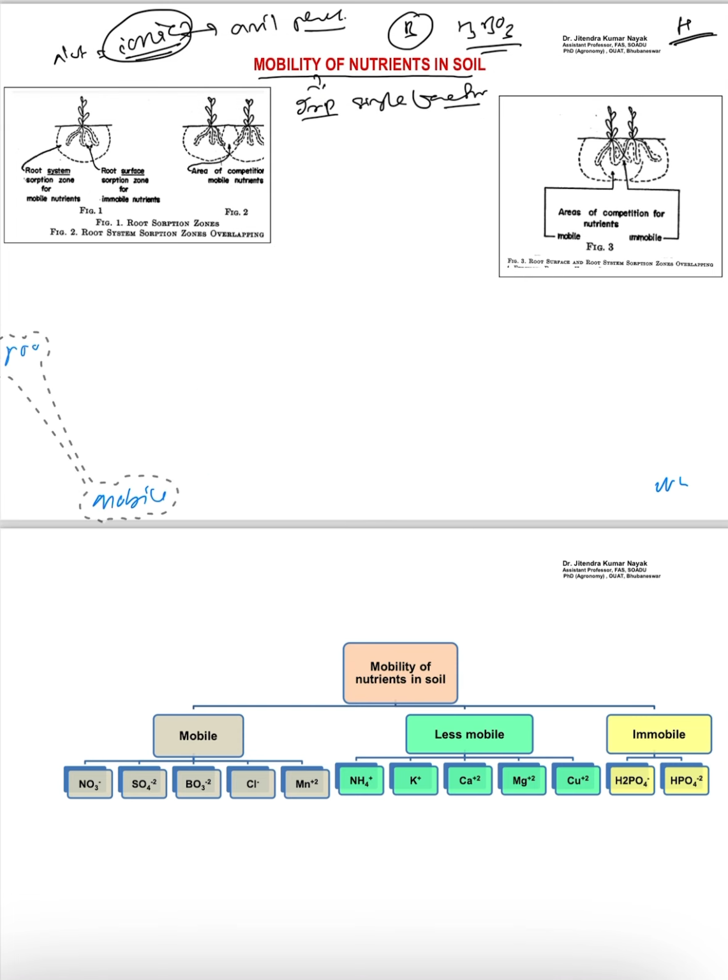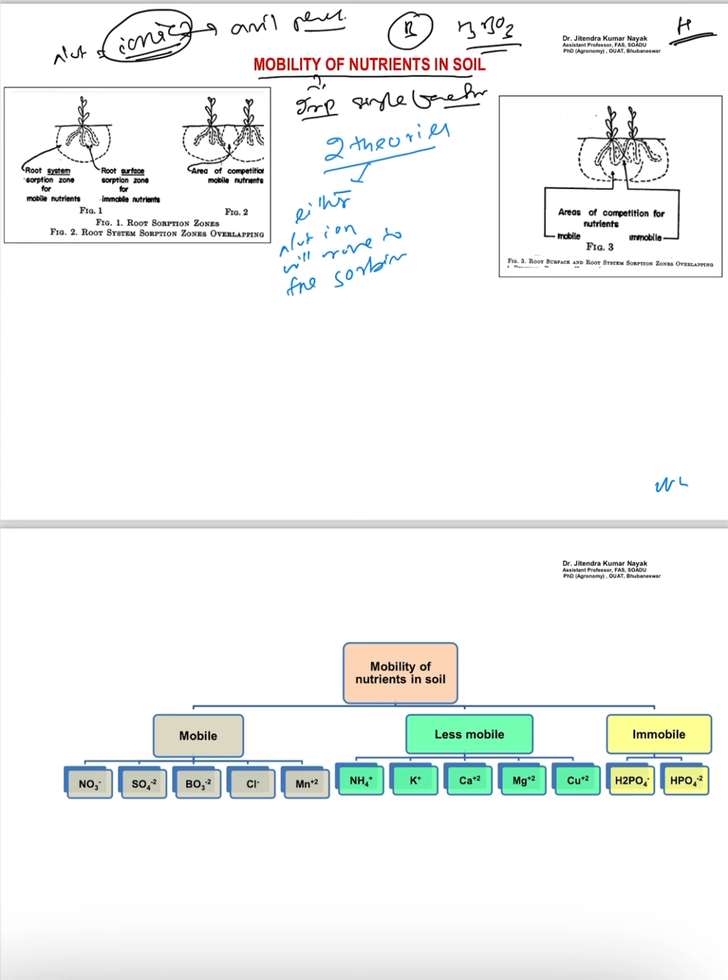So here, if we want contact between root and ions, there are two theories. Because we want to establish a contact relationship between root and ion, either the nutrient ion will move to the absorbing root surface, or the root will move to the ions.